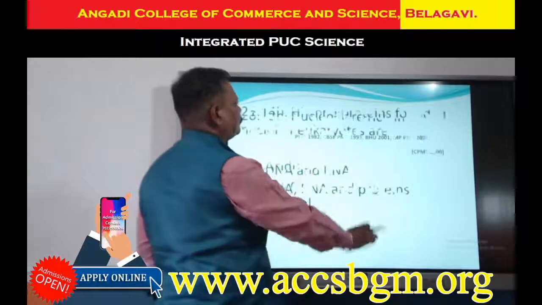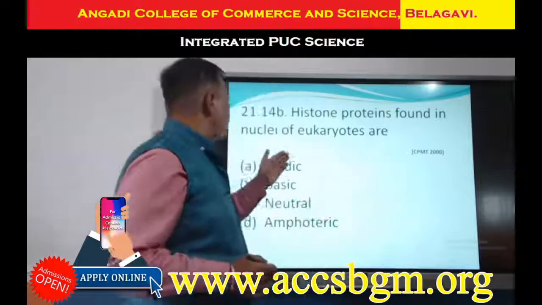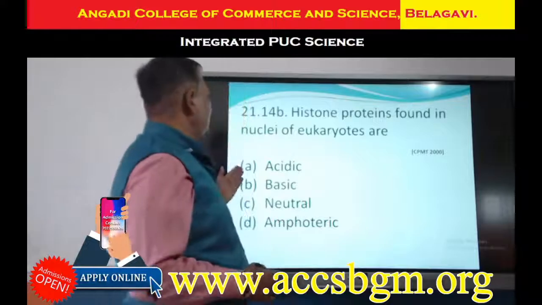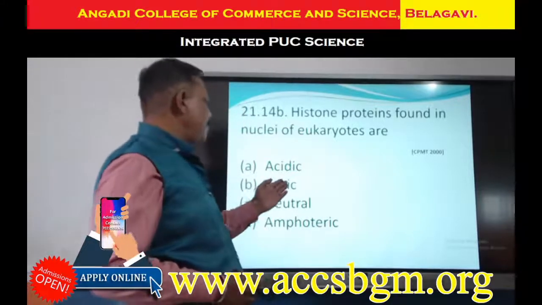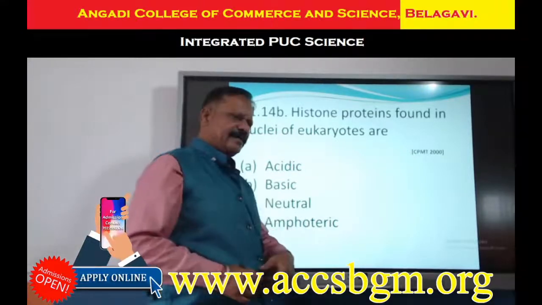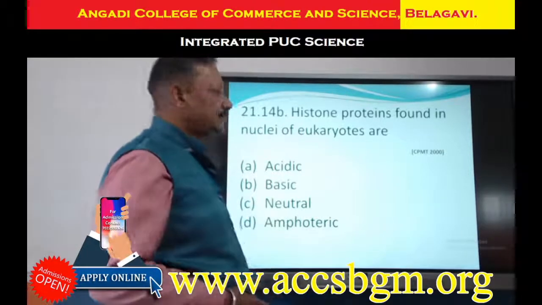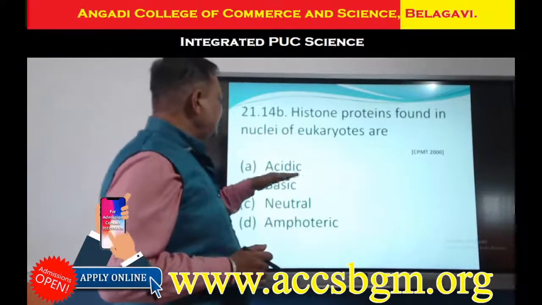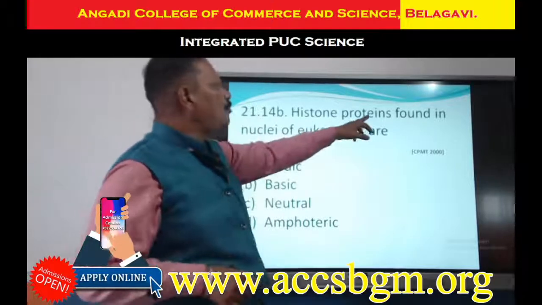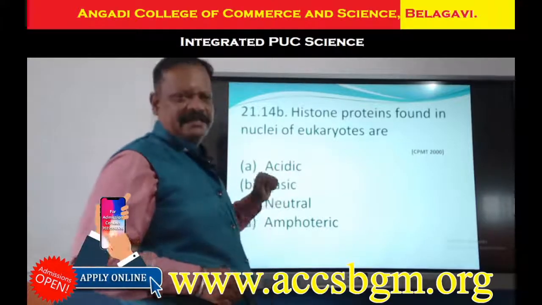So next one. Histone proteins found in nuclei of eukaryotes are: A, acidic, B, basic, C, neutral, D, amphoteric. It is basic one. So histone proteins found in nuclei of eukaryotes are option B, basic. Next one.